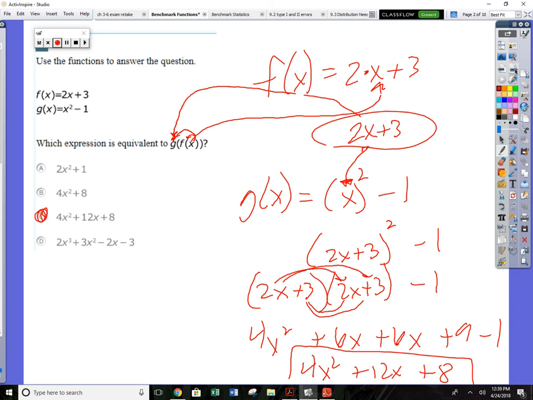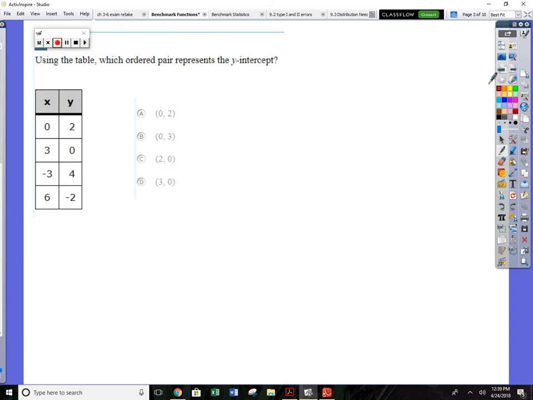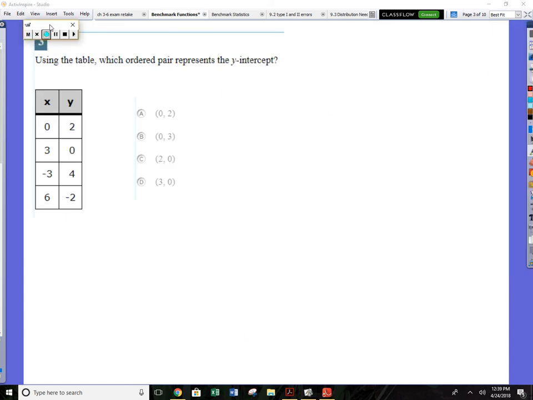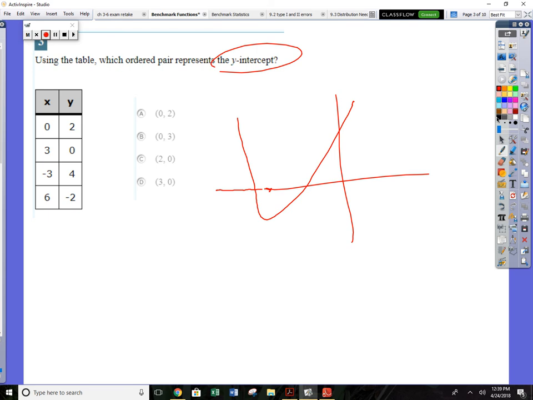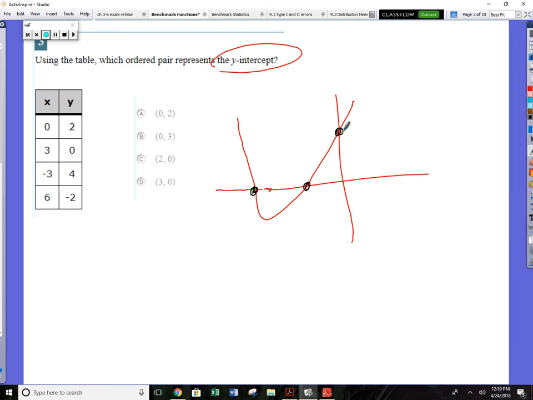Okay, let's look at number 3. Now look, this is a 9th grade question. You guys did this freshman year. Your y-intercepts. If you're looking at a graph, no matter if it's a quadratic, no matter what it is, there are x-intercepts and y-intercepts. This guy right here, and this guy right here, and this guy right here. These are your intercepts. Wherever it crosses, in this case, the y. So the y-intercept.